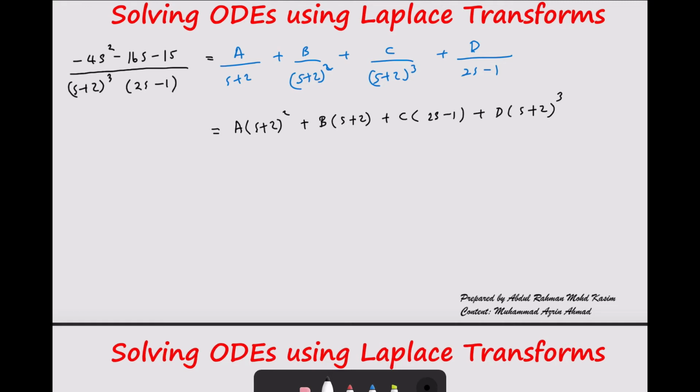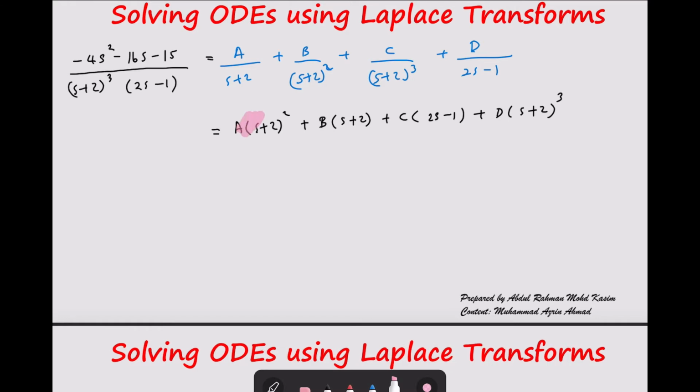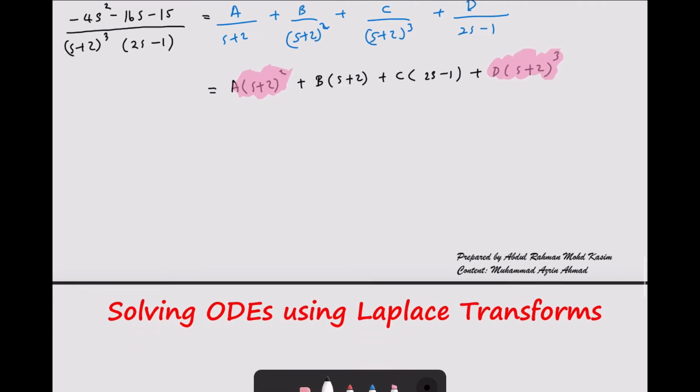Okay, look here, class. You need to be very careful. You need to expand this one first and this one first. So let's do it carefully. You have s plus 2 squared, and when you expand it, you will have s squared plus 4s plus 4. Okay, so it's clear for the A.